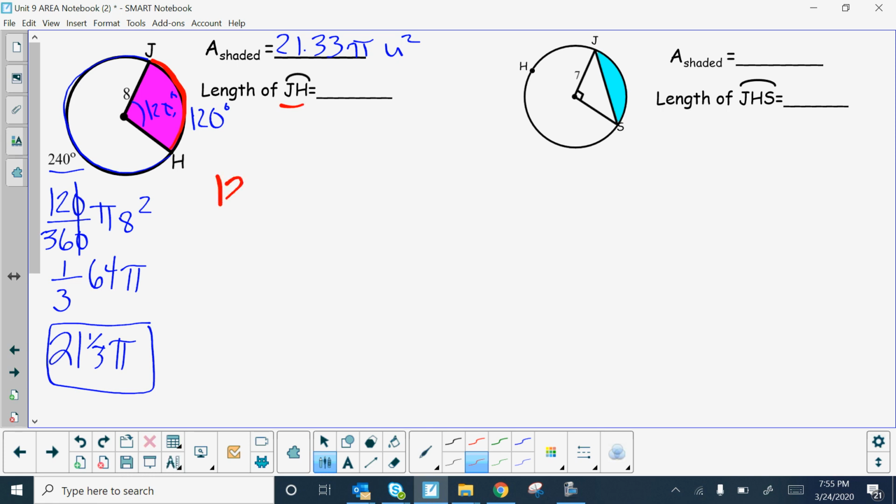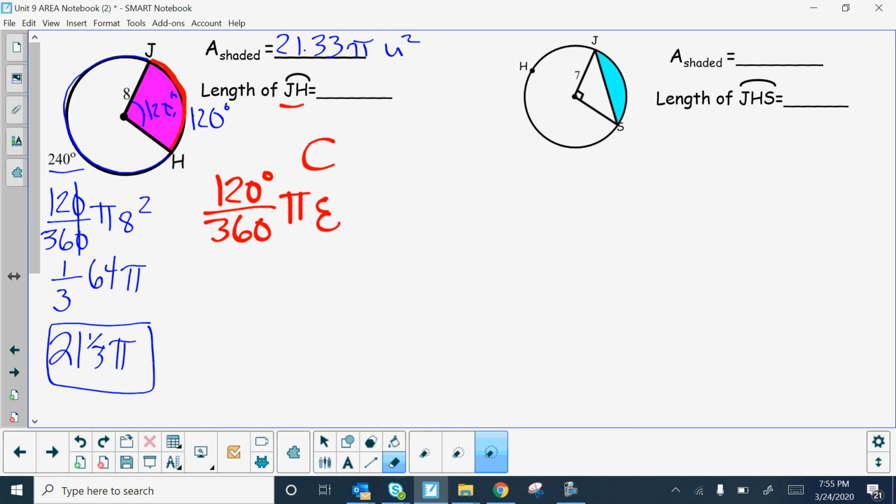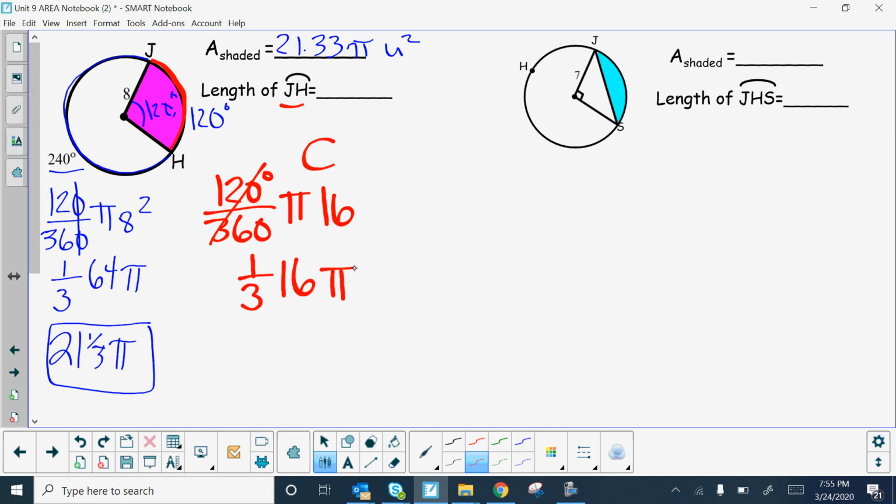We're going to take 120 degrees over 360 times pi times diameter, which is the circumference formula, because we're finding length. Oops, I just made a mistake. That's the radius, right? So we're not going to put 8, we're going to put 16. So pi times diameter, which we already know reduces to 1/3 times 16 times pi. What's 1/3 of 16? 5 and 1/3 pi.